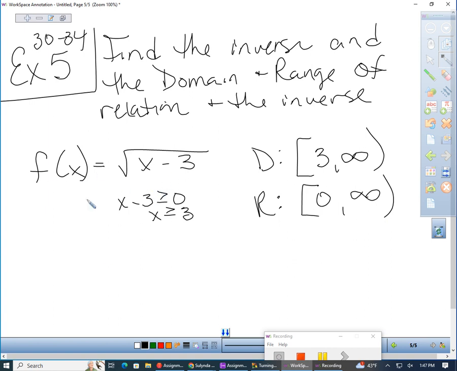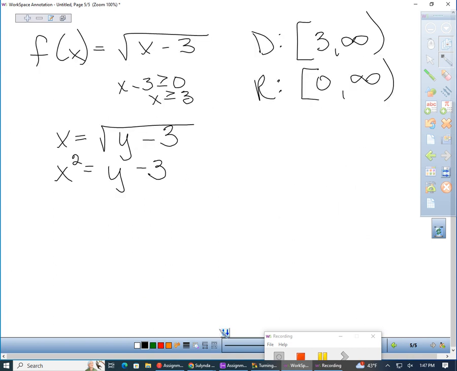First, we're going to switch x and y around. So I have x equals the square root of y minus 3. To get rid of the square root, what do I do to both sides? Thank you. So this would be x squared equals y minus 3. And add 3 to the other side. So I get my y inverse, or my function inverse, as x squared plus 3.